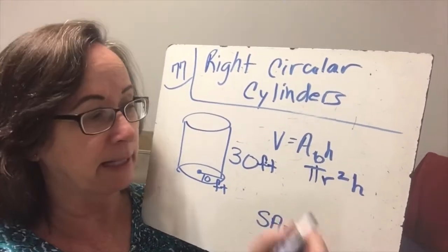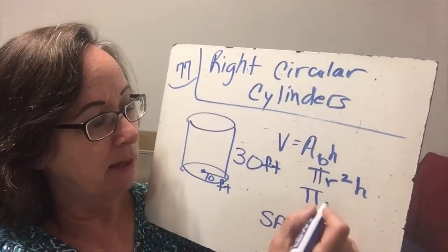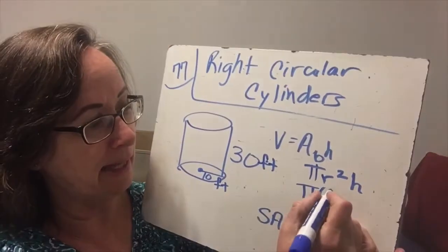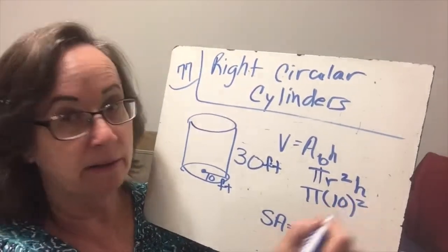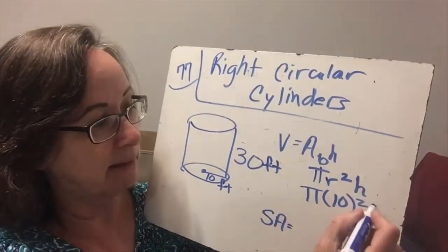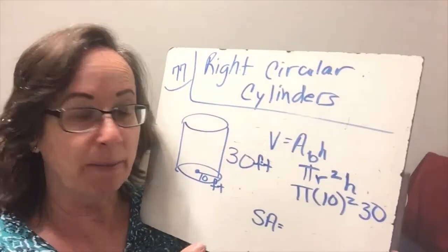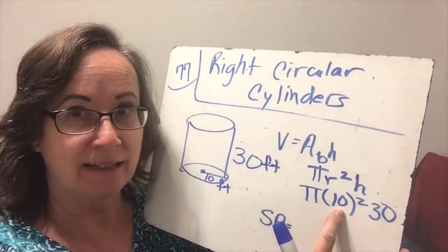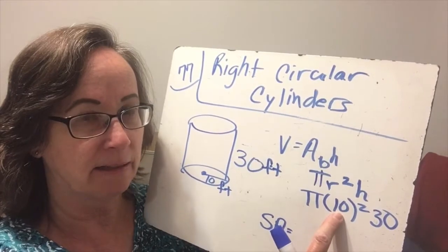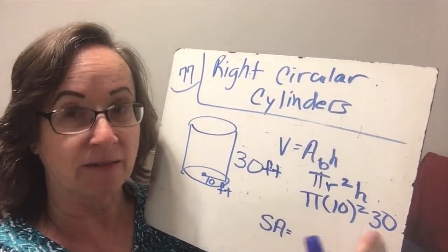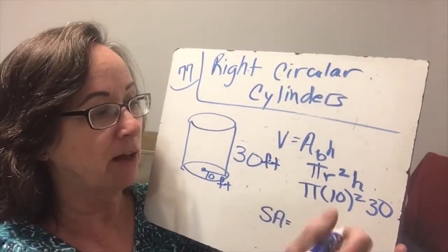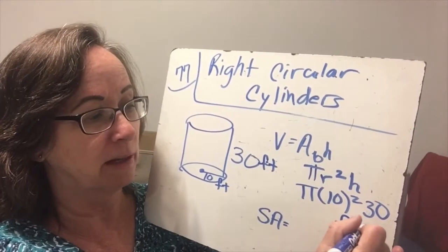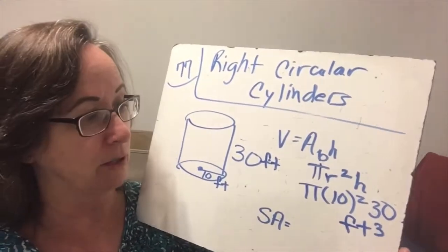Now let's start plugging things in. Pi r is 10 squared, okay, and then the height is 30. Now remember, this is 10 feet, so that's feet times feet. And then there's a 30 feet. So it's feet times feet times feet. So our volume is in feet cubed. I just didn't carry all of those units on there.